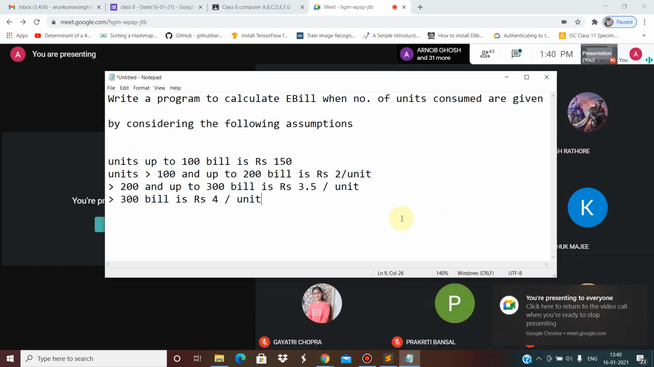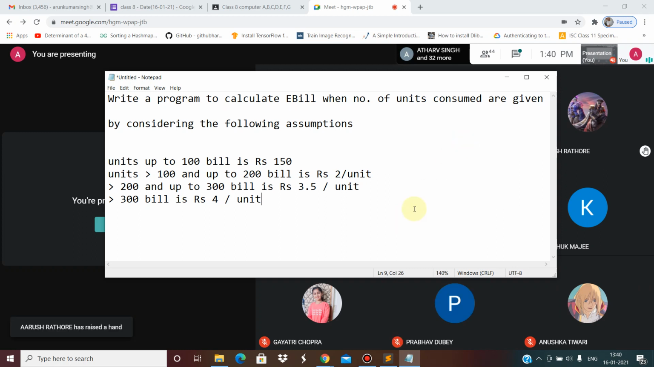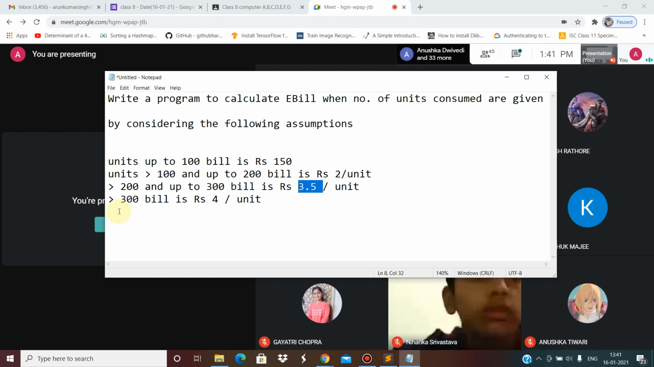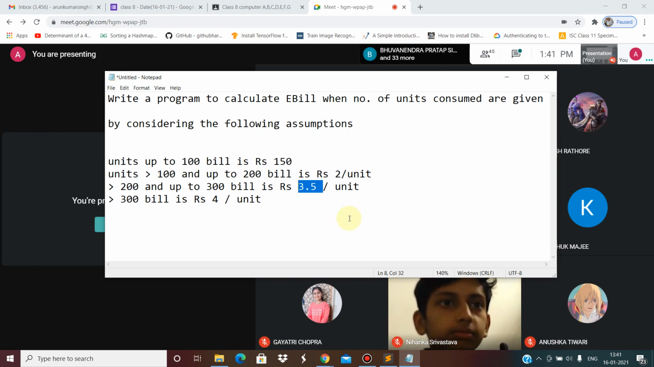So, there is a question on the screen. You all can see that we have to calculate the electricity bill when the number of units consumed are given. By considering the following assumption, children: for the first 100 units, the bill is rupees 150. For units more than 100 up to 200, the bill is rupees 2 per unit. For units more than 200 and up to 300, the bill is rupees 3.5 per unit. And for units more than 300, the bill is rupees 4 per unit. This is the assumption.